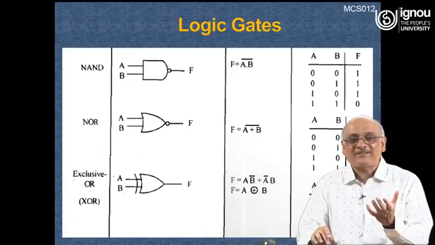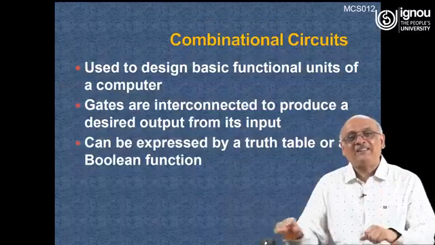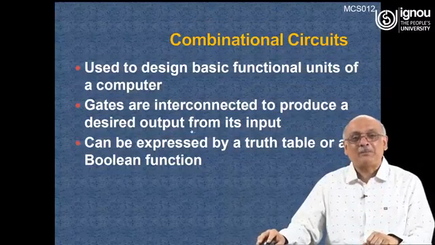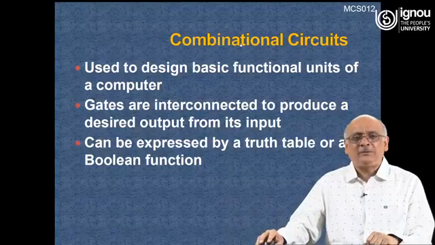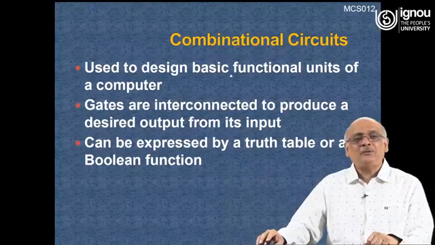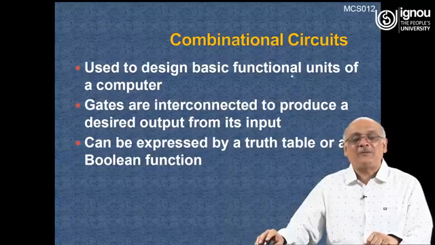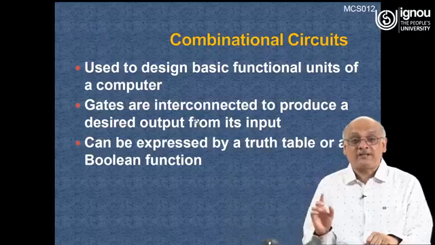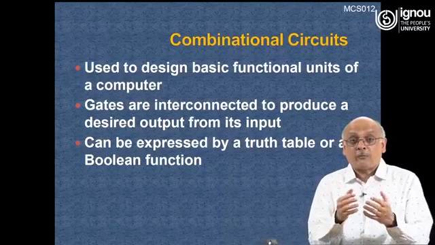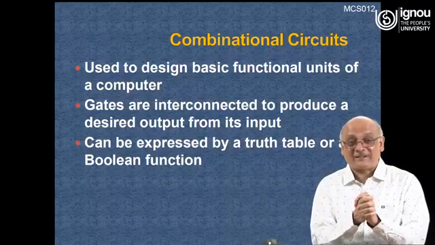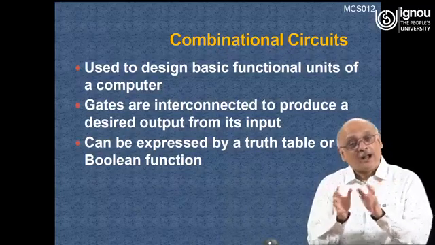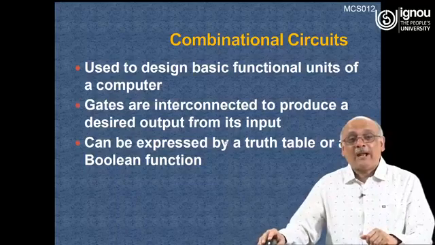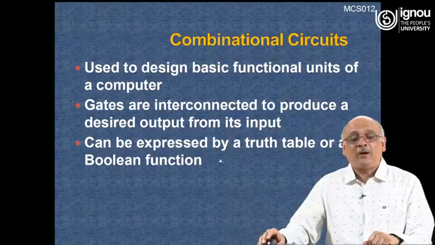How? So let's try to go to that particular domain, and this is through combinational circuits. Now, why do we need to have combinational circuits? They are used to design basic functional units of a computer. Okay, so this is what we would like to see, how they are used. Then gates are connected to produce a desired output from its input. Now that is very, very important. But what should be the basis of that interconnection? How gates would be interconnected? How the diagram will be drawn? And it can be expressed by truth table or Boolean function.